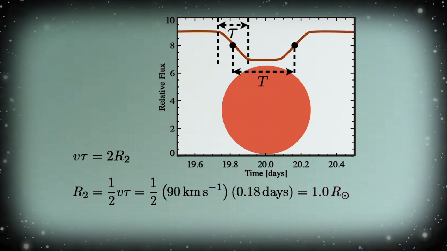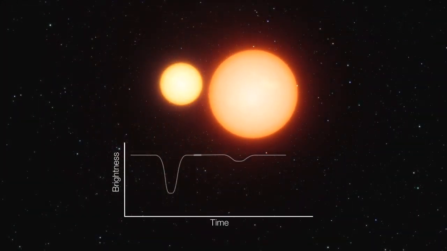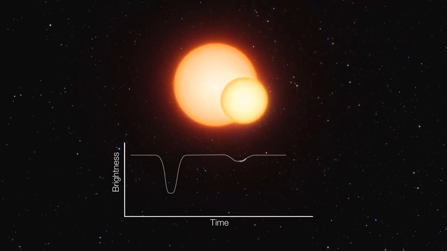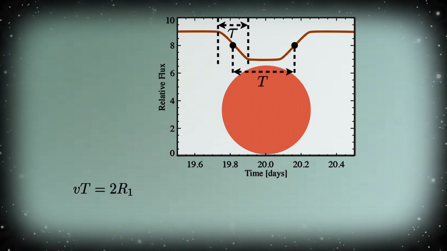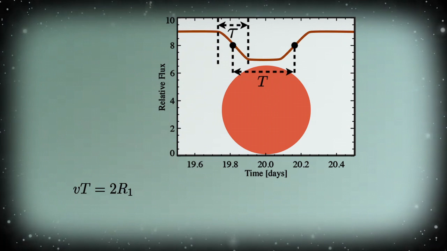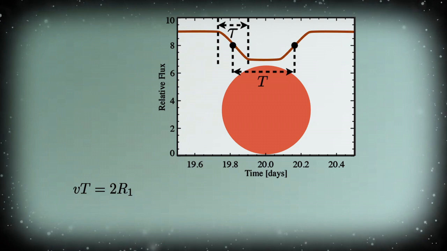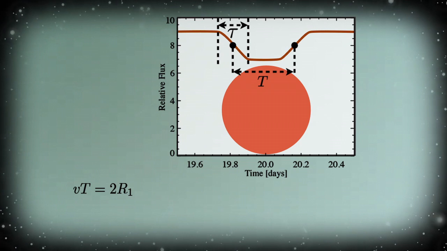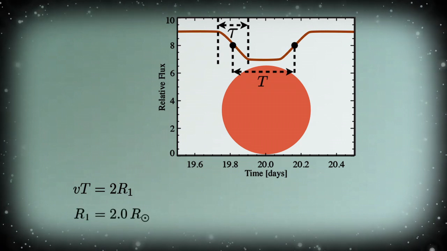How about star 1, the one that's being eclipsed? Over the time interval t, the center of star 2 moves across star 1's diameter. So v times t equals 2r1. Same equation as before, but with t instead of tau. And since t is twice as long as tau, star 1 must be twice as big as star 2. And voila! We got the stellar masses and we got the stellar radii.